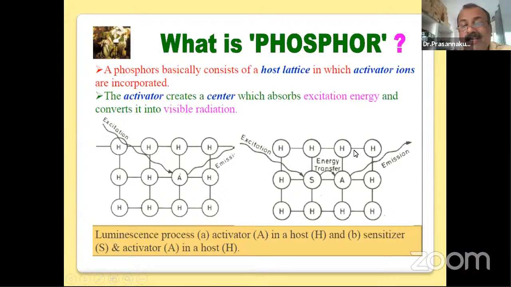These are the host materials. I mean, yttrium oxide is the host material in which europium is incorporated. To europium, I want to incorporate lithium. It acts as a sensitizer. When the excitation energy is incident on the lithium, the energy is transferred to the activator ion, that is Eu3+, then the energy is emitted. Excitation energy converts into visible radiation.